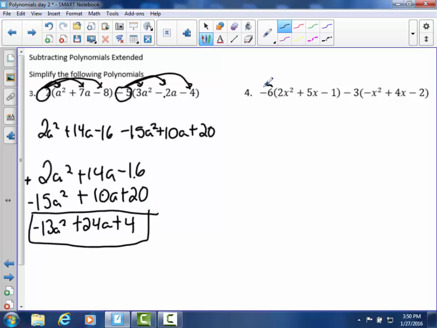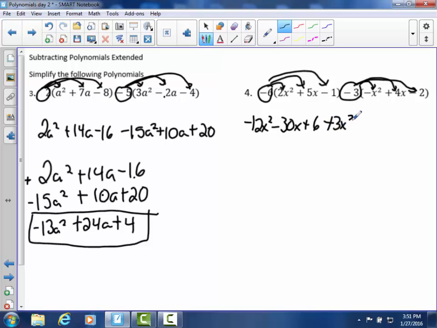Alright, same idea here. We take the number out front and we distribute. So we get negative 12x squared minus 30x plus 6. We take the negative 3 and we distribute. We multiply everything by the negative 3. So positive 3x squared minus 12x plus 6. This one I'm going to do horizontally.